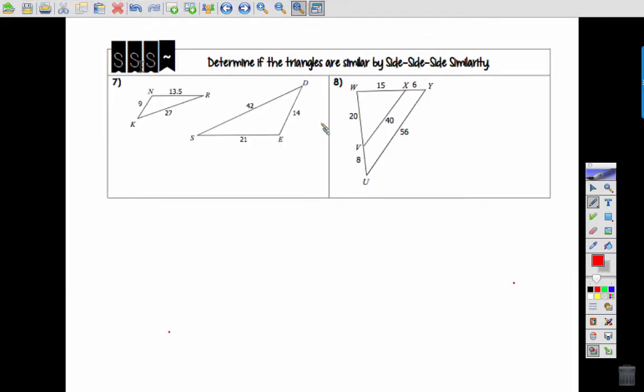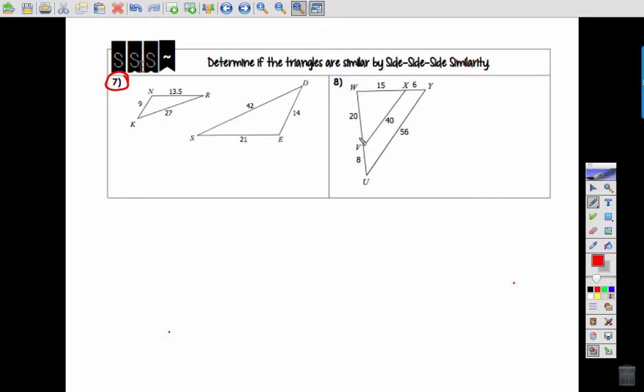Let's look at some other examples. I will leave 7 for you to complete because it's exactly the same as what we just did in the previous two examples. In this type of example, number 8, pay attention to the small triangle embedded into a big triangle. So you just have to pay attention to all three sides.